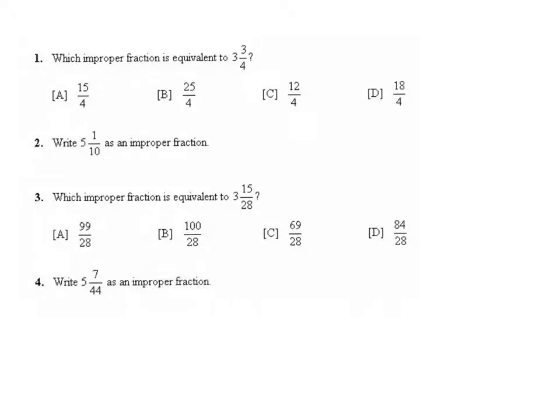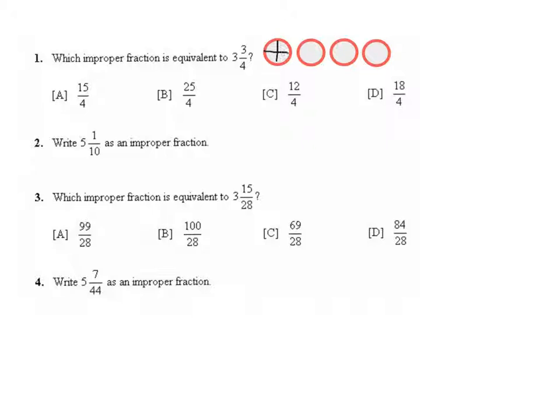In this video, I'm going to show some examples of how to change mixed numbers to improper fractions. On question 1, I'm trying to find the improper fraction that is equivalent to 3 3/4. And I've got a picture here that I'm going to use just to illustrate the process of changing mixed numbers to improper fractions. So I've got 4 wholes.